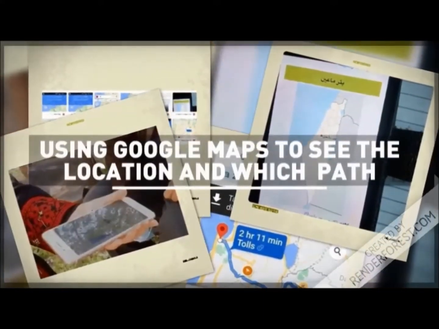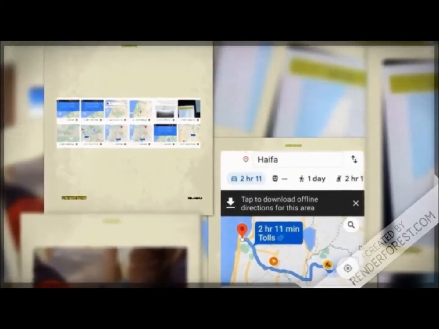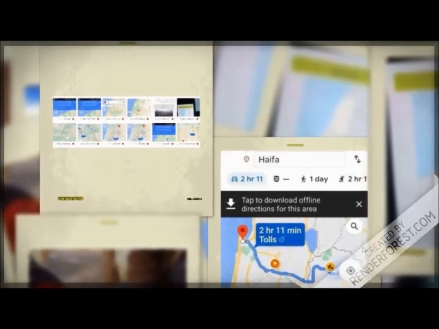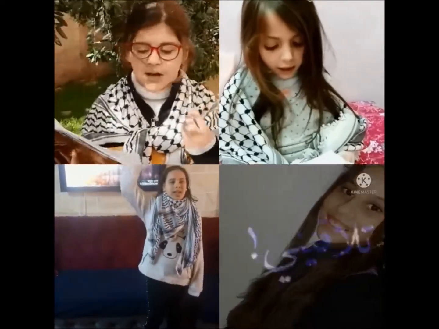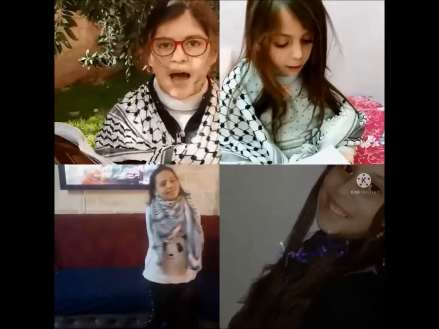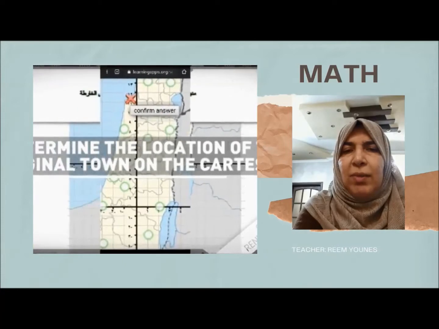The student used modern technology and applications on her phone, such as Google Maps, to see which path Grandma took. In reading lesson, students undertook discussion projects about the hometown and wrote articles. In mathematics, the project was to draw a map on a graph paper.